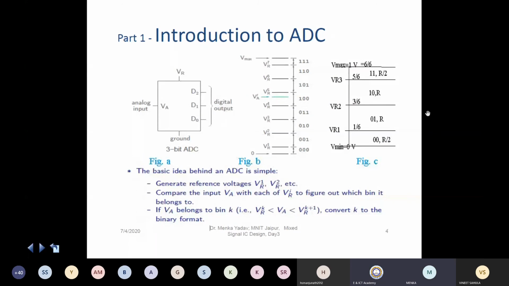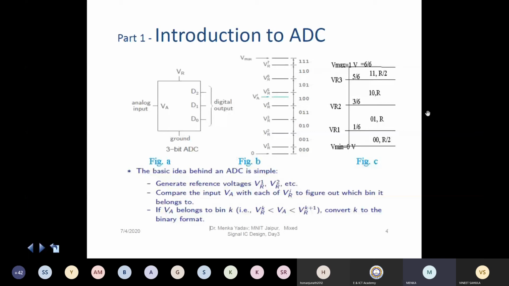So in this, just refer to figure number B here. The basic idea behind an ADC is very, very simple. We have to generate the reference voltages, which are nothing but the intermediate voltages, which will decide the edge of first bit combination to the next bit combination. So these are VR1, VR2, and up to V to the power n minus 1, meaning when all bits are 1 1, up to that level we will go. We have to compare VA with each of VRI to figure out which bin it belongs to.